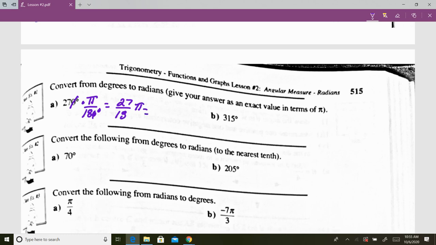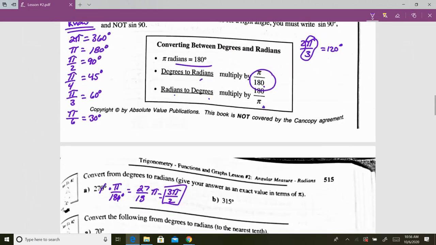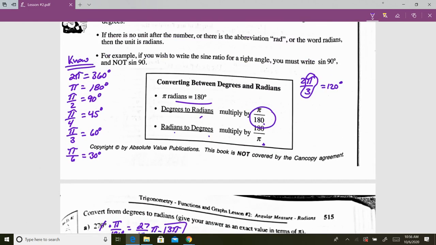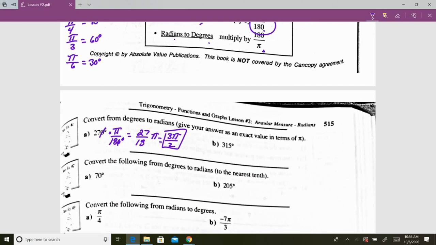What goes into 27 and what goes into 18? 9. 9 goes into 27 3 times. And 9 goes into 18 twice. So it's actually 3 pi over 2. The other way, when you get good at this, when you do it quite often, is you'll look at 270 and you'll go, well, 90 times 3 is 270, right? Everybody agree with that? So I just put 3 in front of the pi over 2, and you get 3 pi over 2.